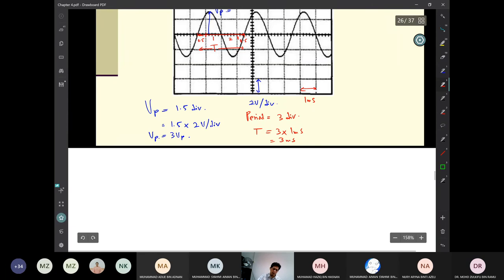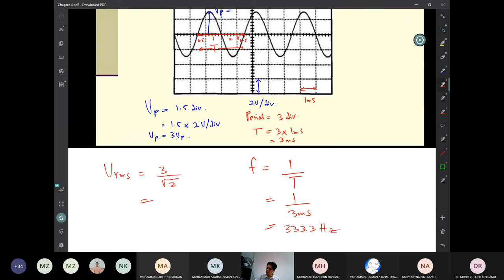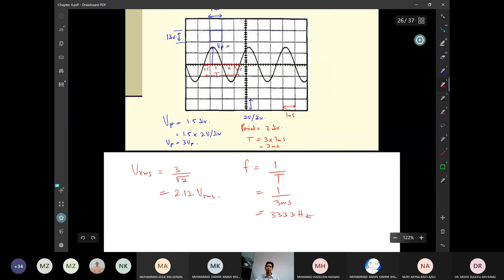Okay, lagi apa nak kira ni? So from T you can calculate frequency. Frequency is 1 over T. 1 over 3 millisecond. Kira lah berapa? 1 bahagi 3 mili. 3.3 hertz. So from Vpeak, we can calculate VRMS. So 3 divide by square root 2. So RMS is 2.12 VRMS. Macam tu lah. Senang je lah.